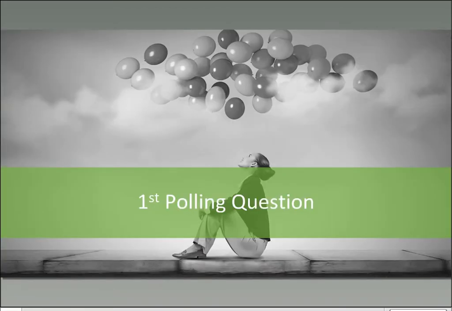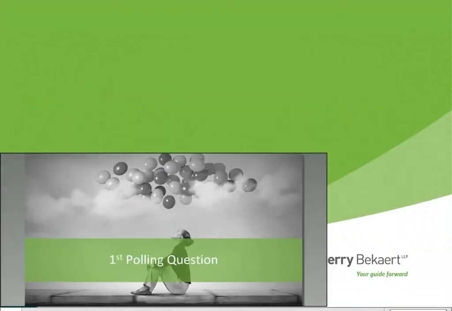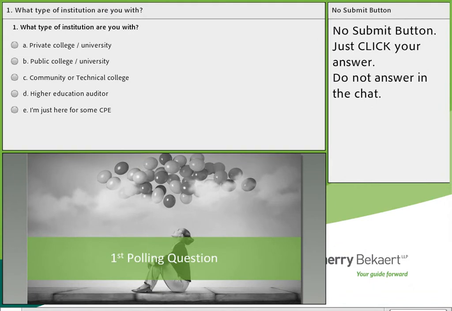So let's start off with our very first polling question of the evening, I guess it's still afternoon. It's only 1 East Coast time. So we're asking, what type of institution are you with? Are you here as a private college or university, a public college or university, a community or technical college? Are you a higher education auditor? We have quite a few of those we saw from our list of registrants on here. Or are you just here for some CPE? None of this is really in your bucket, but you really could use some extra either yellow book or perhaps just generic CPE. You don't want to wait till December in order to get it done, so we can appreciate that. Remember, there is no submit button. So long as the black dot is not next to no vote, we have captured your response.